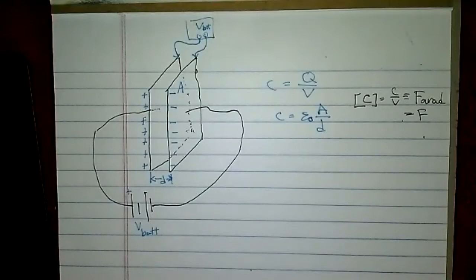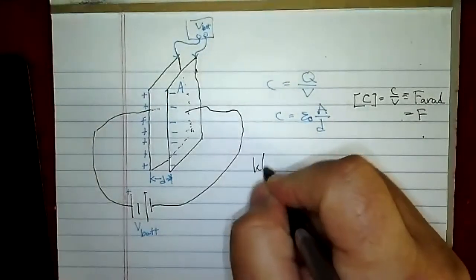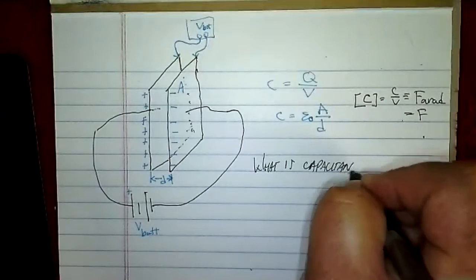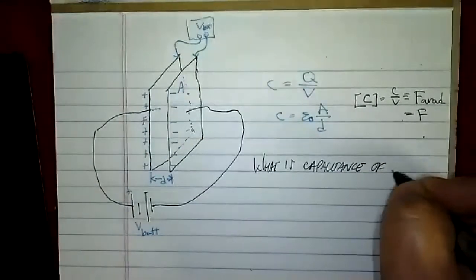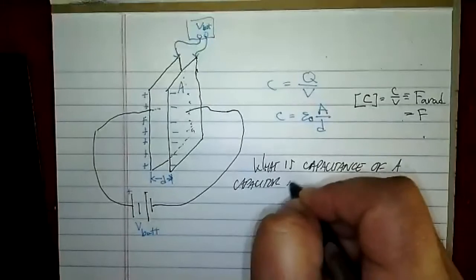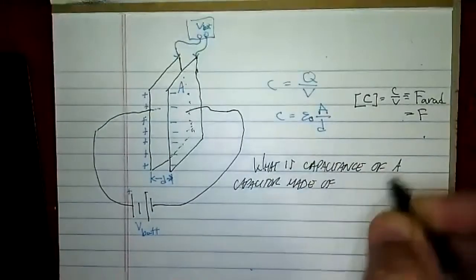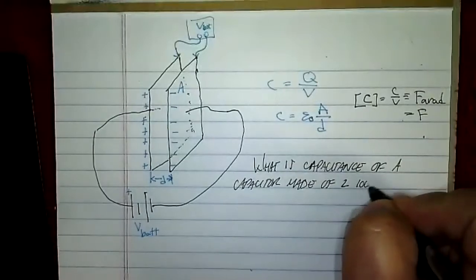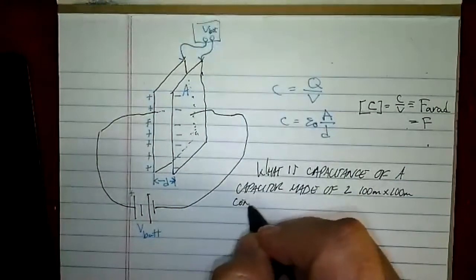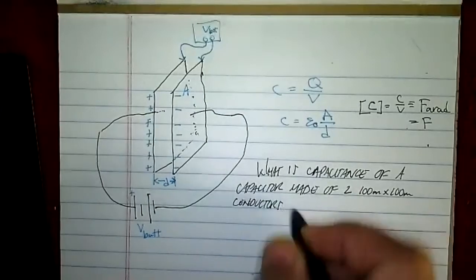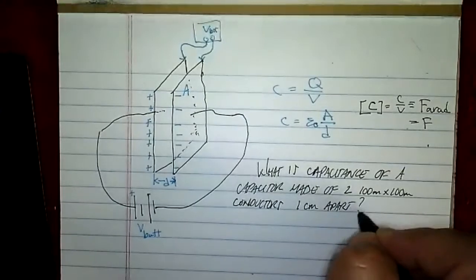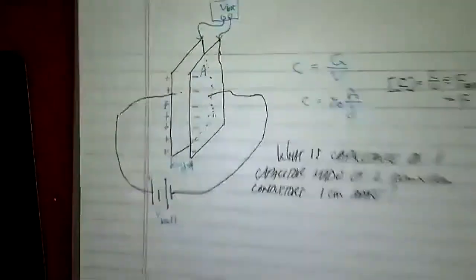So let's do a quick calculation. Let's see, what is the capacitance of a capacitor made of two 100 meter by 100 meter conductors one centimeter apart. So let's see, let's take something that's literally 100 meters.